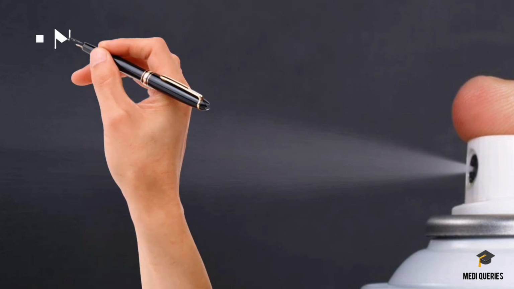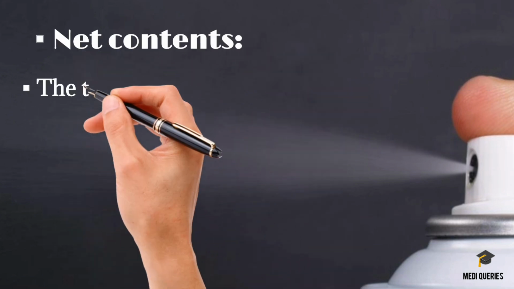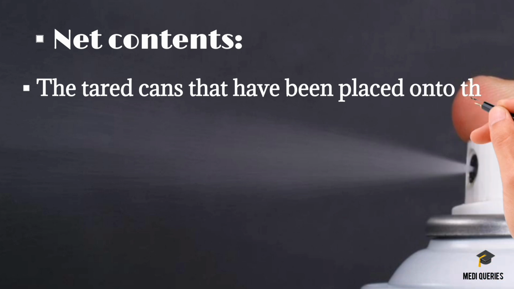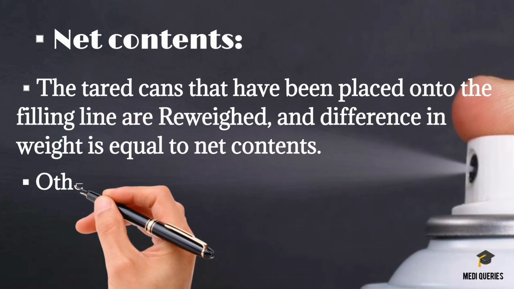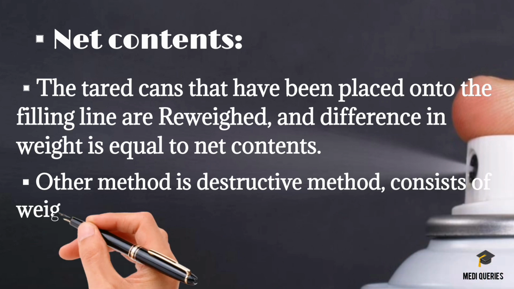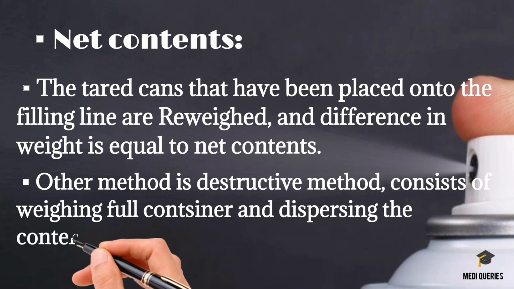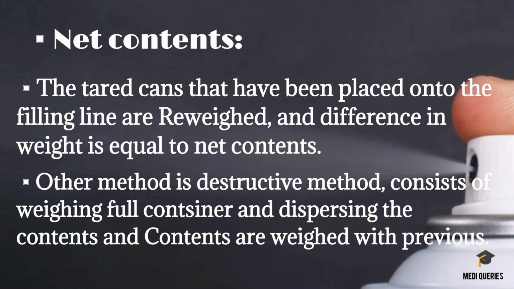The next test is the net content determination. Several methods can be used to determine whether sufficient product has been placed into each container. The tared cans that have been placed on the filling lines are reweighed, and the difference in weight is equal to the net content here.